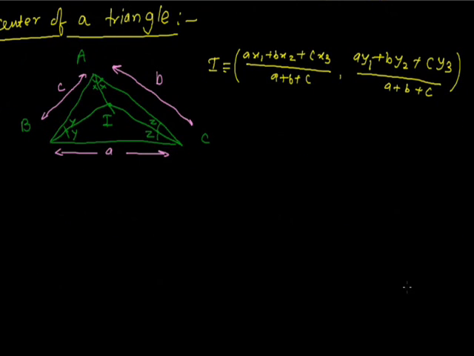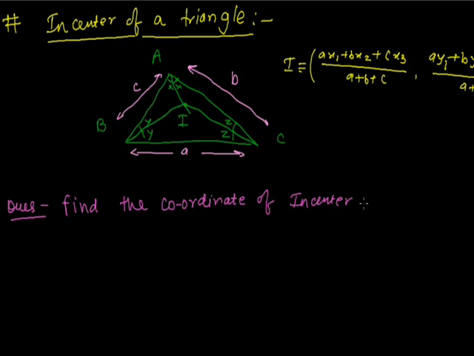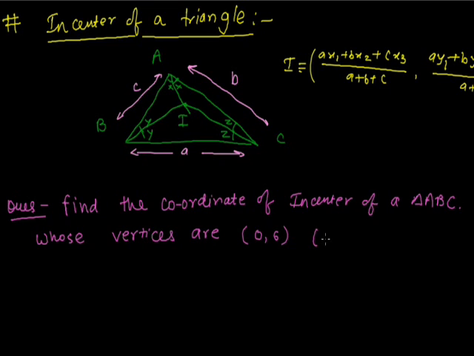Let's have a question based on the incenter. Question is given as: find the coordinate of incenter of a triangle ABC whose vertices are (0, 6), (8, 12), (8, 0). Then how to solve this type of problem?